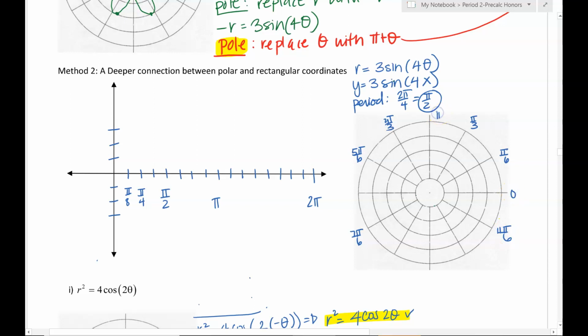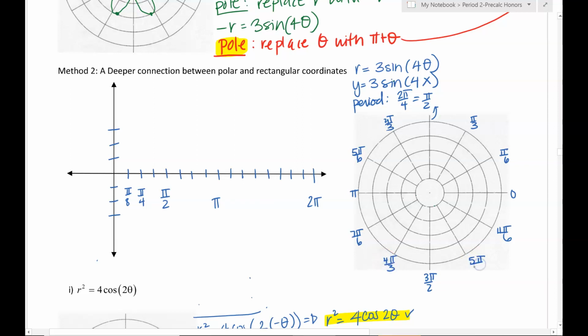Pi over 2, it's up here. Oh, look, I already wrote pi over 2 for the periods. Why don't I just use that as well? There you go. And then this is a pi. 3 pi over 2, just like that. Oh, and then I'm missing 4 pi over 3 and then 5 pi over 3.